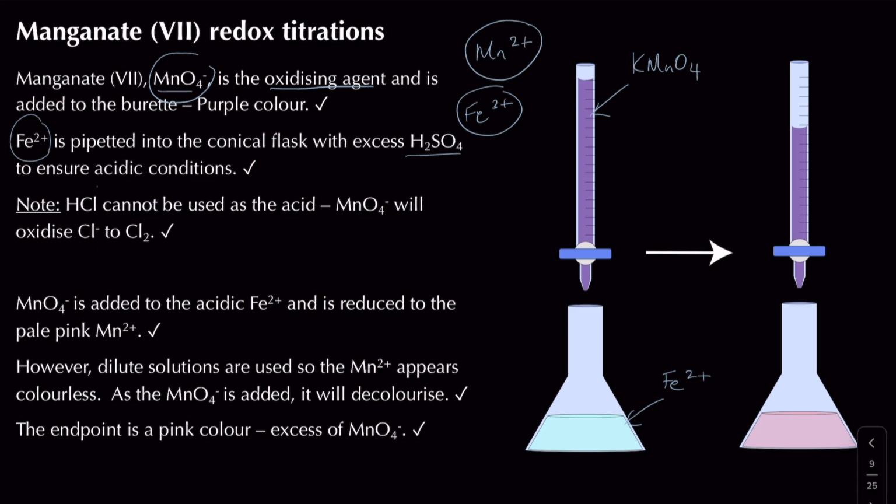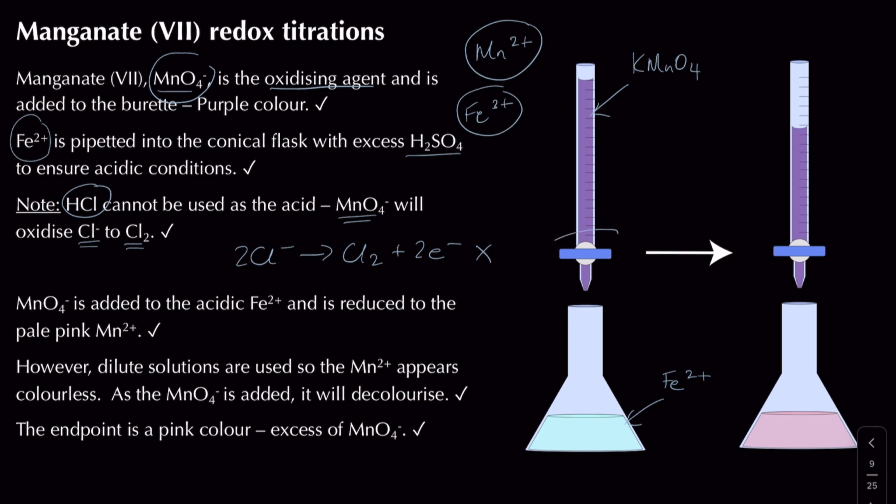You can't use any other type of acid such as HCl, because we want manganate to oxidize only the iron 2+. Instead, if we use HCl, we might end up oxidizing the chloride ions to form chlorine. In terms of the half equation, here's what you could end up with: 2Cl- being oxidized to form Cl2 and 2 electrons, and we don't want this to happen.